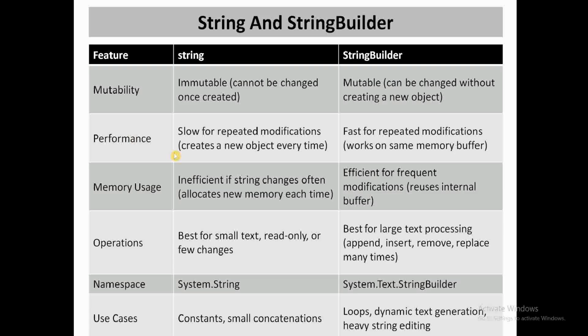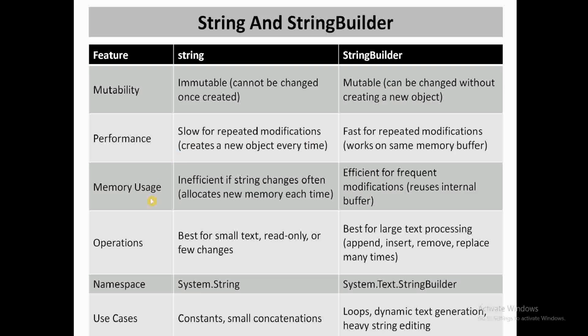Next one, performance. String is slow for repeated modifications, it creates a new object every time. So it is not good for performance, because if we have modifications on a frequent basis, it will always create a new object which consumes more memory. And next one is StringBuilder. It is fast compared to string because it is mutable, and if we have frequent modifications, if we want to add new data or remove some data, then it is a good approach.